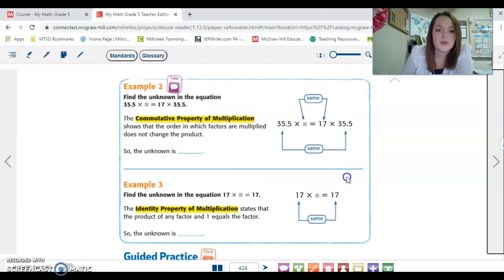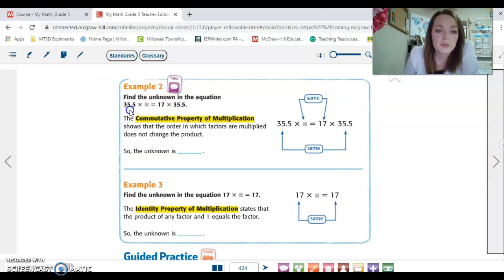We have example 2. So first I showed it with you in whole numbers, and now we've been working on decimals this unit, so they are switching to decimals. So we're going to use the commutative property of multiplication. This shows that order in which factors are multiplied does not change, just like I talked about. So it does not matter what order you multiply them in, just as long as you multiply all of your numbers together. It says find the unknown.